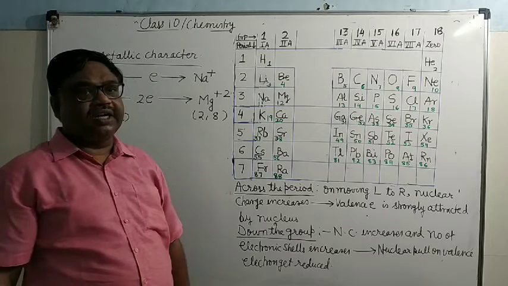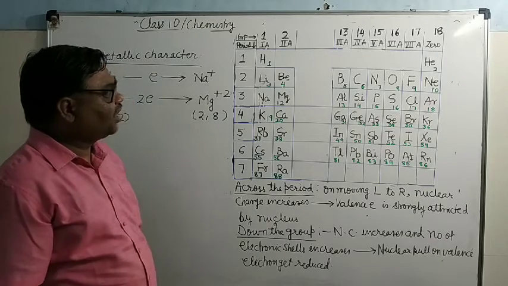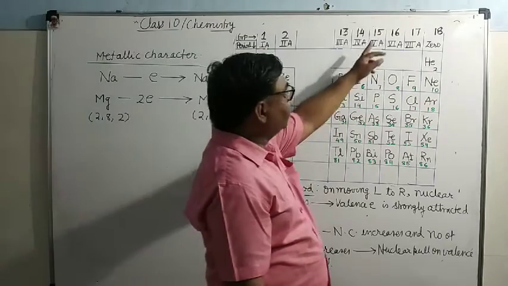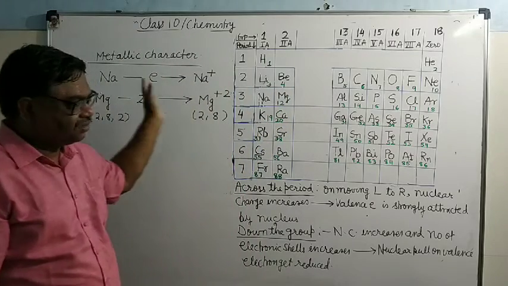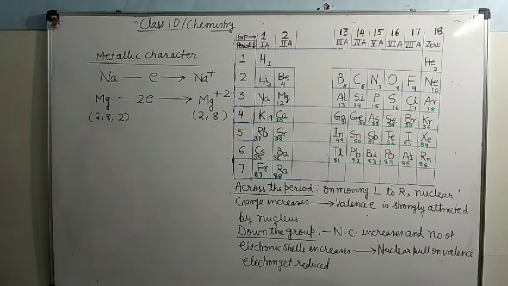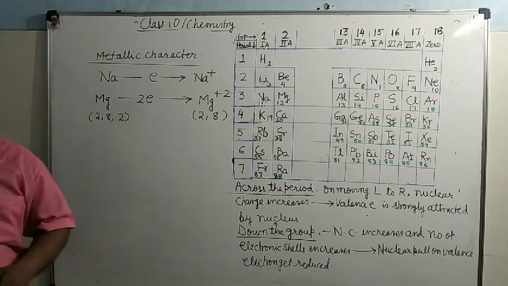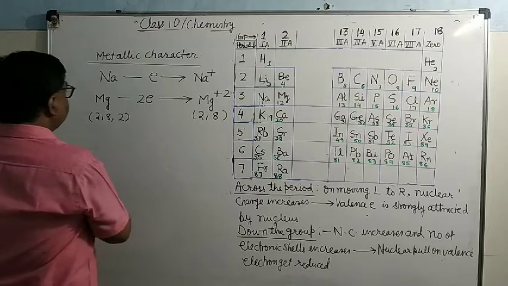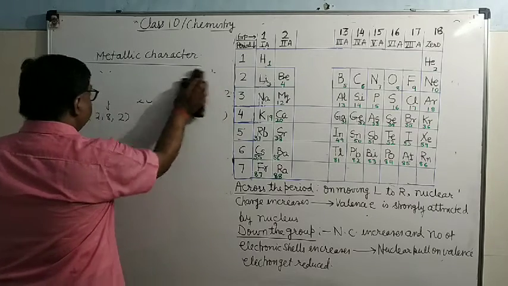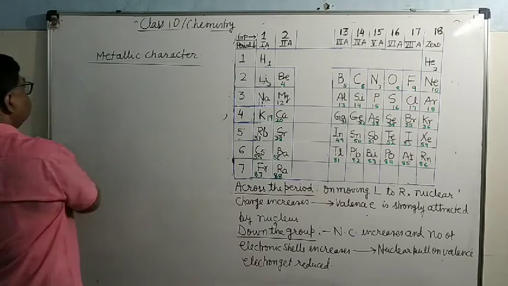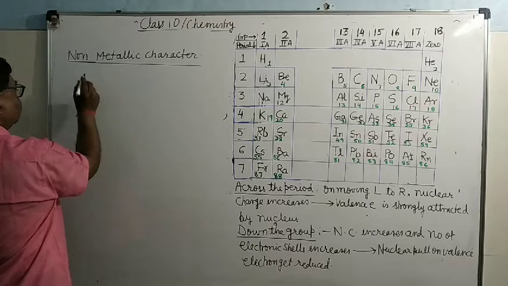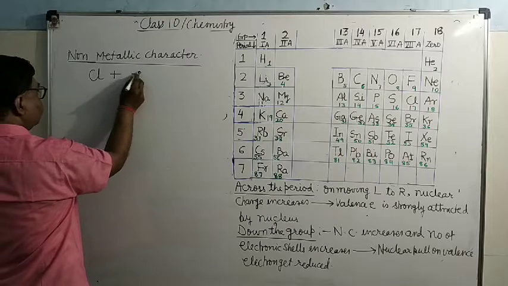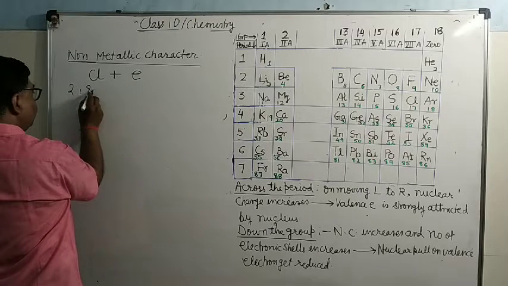Here there is a non-metallic character. Non-metallic character generally we talk about these groups 15, 16, 17. Here these are the metals. Now see here, the non-metallic character. What is the non-metallic character? Those elements which have a tendency to gain the electron are called non-metallic. For example, chlorine, when it gains the electron, its electronic configuration is 2, 8, 7.